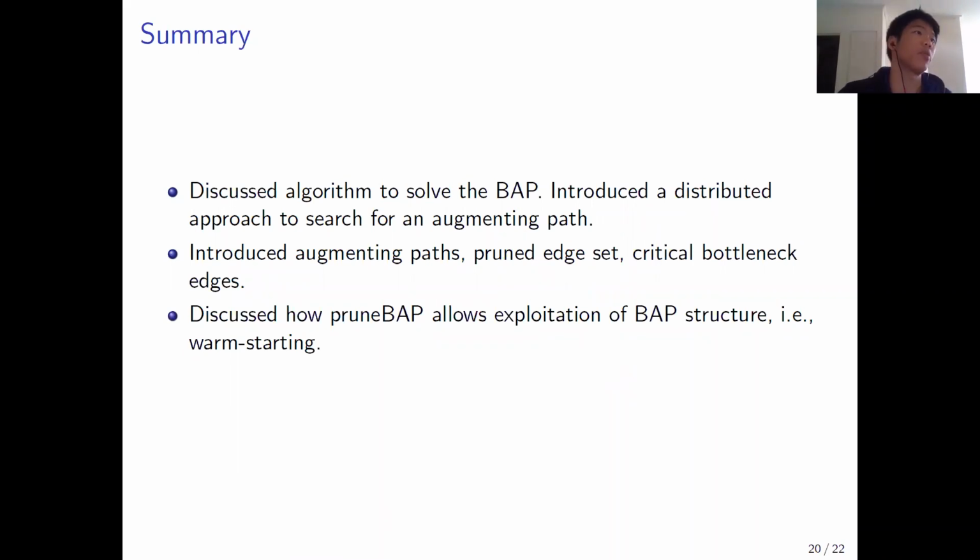I'm just going to cap it off with a summary. Today we discussed an algorithm to solve the BAP, and we introduced a distributed implementation of that algorithm. In particular, what that meant was we needed to introduce a distributed search for an augmenting path. And we also introduced some other structural concepts: the augmenting path, a pruned edge set, a critical bottleneck edge, and also I mentioned a bottleneck cluster. And finally, we talked about how this algorithm allows us to warm start rather than start from scratch all the time. Okay.